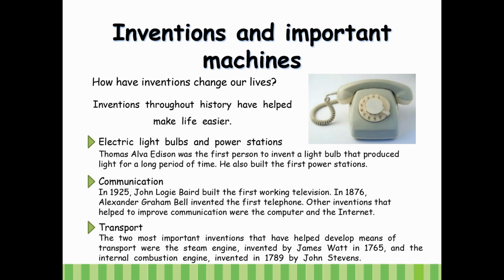Thomas Alva Edison was the first person to invent a light bulb that produced light for a long period of time. He also built the first power stations. Communication. In 1925, John Logie Baird built the first working television. In 1876, Alexander Graham Bell invented the first telephone. Other inventions that helped to improve communication were the computer and the internet.